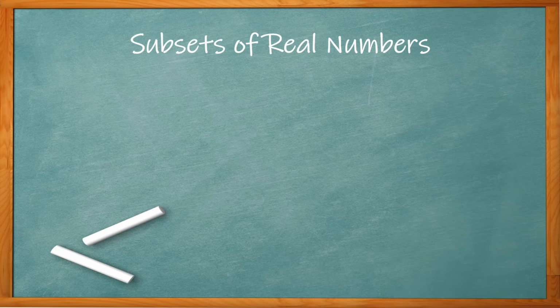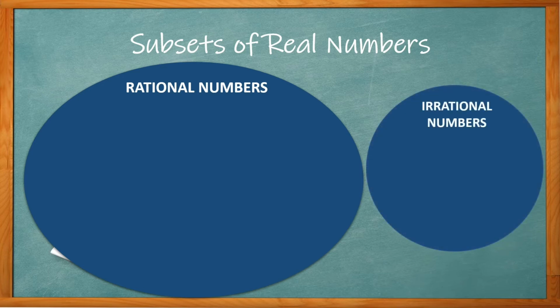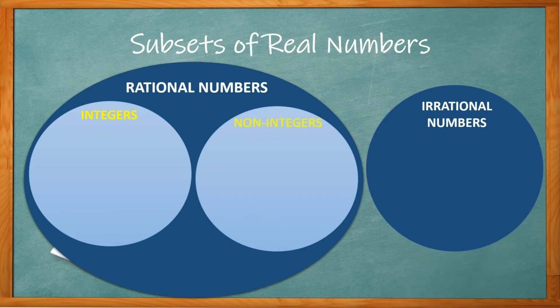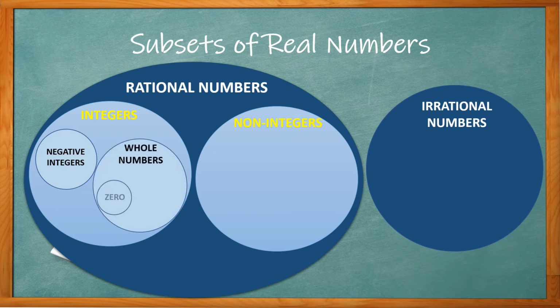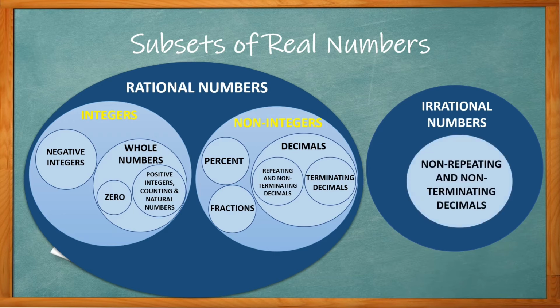Let us see the subsets of real numbers in a diagram. We have rational numbers and irrational numbers. Under rational numbers, we have integers and non-integers. Under integers, we also have negative integers and whole numbers. Whole numbers, these are 0, positive integers, counting, and natural numbers. For the non-integers, we have percent, fractions, decimals. Under decimals, we have repeating and non-terminating decimals and terminating decimals. Under irrational numbers, we have non-repeating and non-terminating decimals.